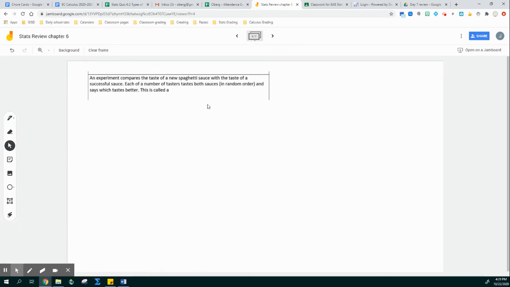Okay, let me look at another one. An experiment. Oh, so this one even tells us right off the bat, okay? We don't have to do any guesswork right here. It tells us it's an experiment. So we have a treatment being applied. It compares the taste of new spaghetti sauce with the taste of a successful sauce. Each of a number of tasters tastes both sauces. So I've got my subjects.